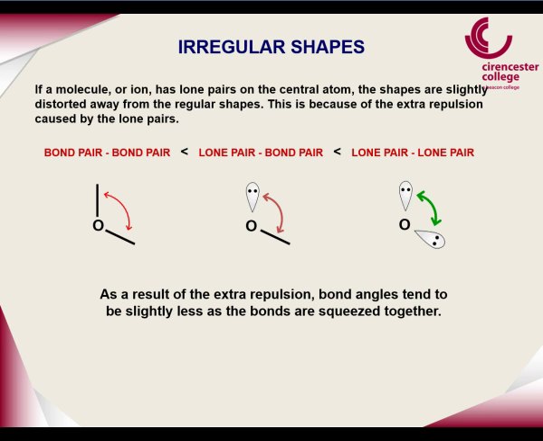If we replace one of these bond pairs by a lone pair, the bond angle becomes larger. If we replace the final bond pair by a lone pair, so we are on the right hand side of the screen, we have 2 lone pairs and they repel even more. So going from left to right on the screen, the repulsion is increasing, therefore the bond angle is increasing. And this is quite an important concept that you need to know for the exam.